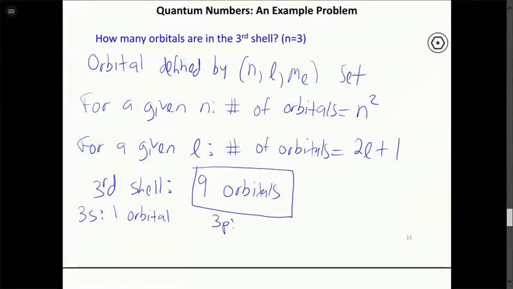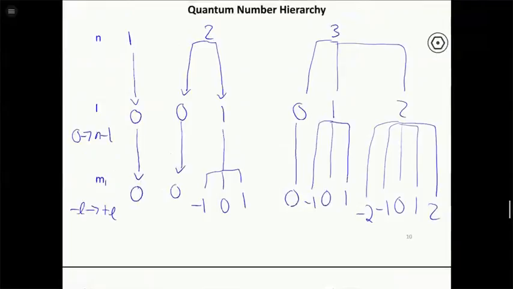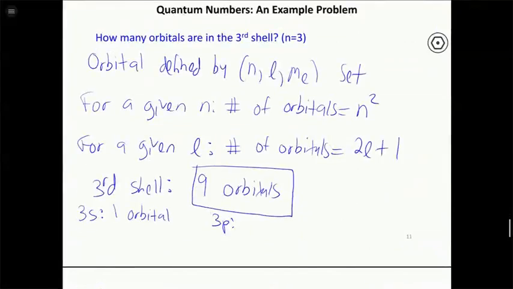We have the 3p subshell. That's the subshell where L equals 1. So if we go back to this slide, when n equals 3, L can be equal to 0, 1, or 2. So when L equals 1, that's the 3p subshell. And then there's 2L plus 1, which is 3 orbitals.